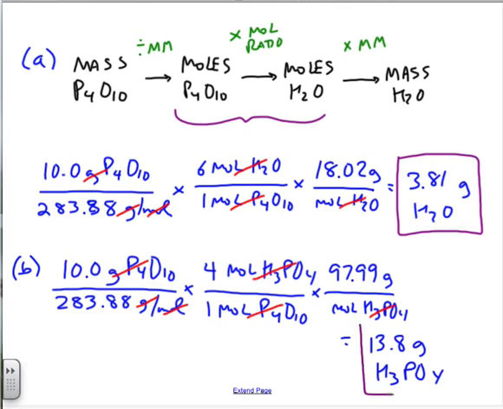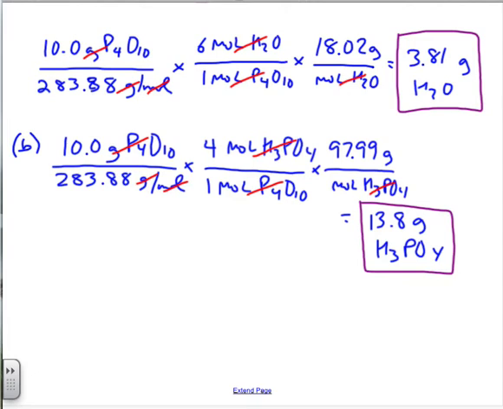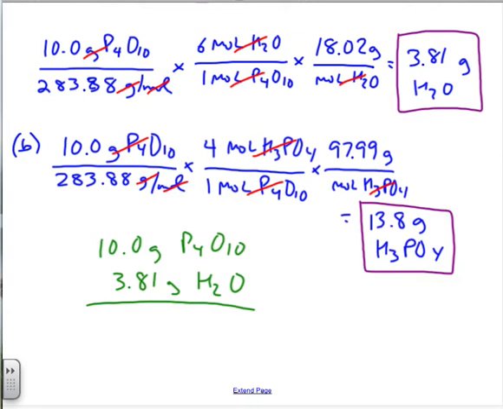In a problem like this, when you're calculating the masses of everything in the reaction, you can use conservation of mass to check your work, and in fact this works out very nicely. My 10 grams of P4O10 that I started with, plus the 3.81 grams of water that I calculated I need, add up exactly to the 13.8 grams of phosphoric acid that I expected to get, which is pretty cool.